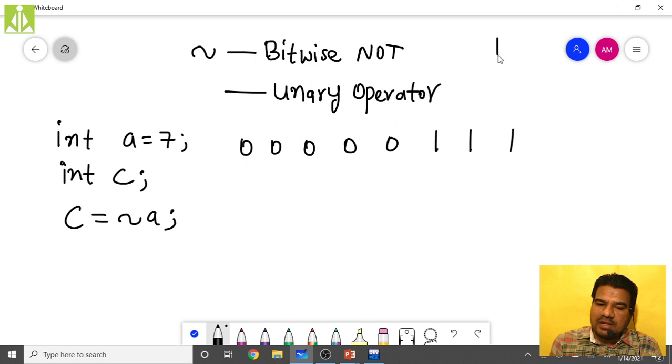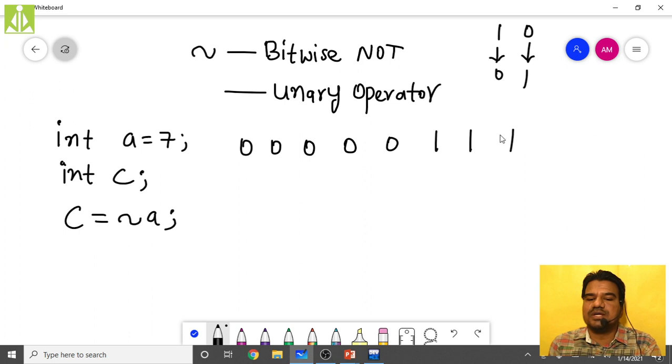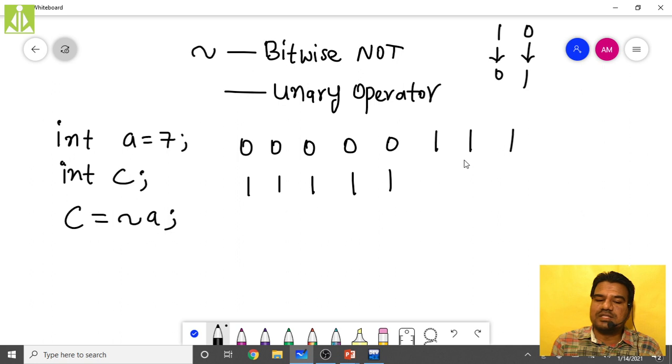If you have 1 inside your operand, it will become 0. Simply it will invert. If you have 0, it will become 1. It will simply change 1 to 0 and 0 to 1. So over here, all 5 zeros will become 5 ones, and all 3 ones will become 3 zeros. This is your sign bit, and as your sign bit it is 1.